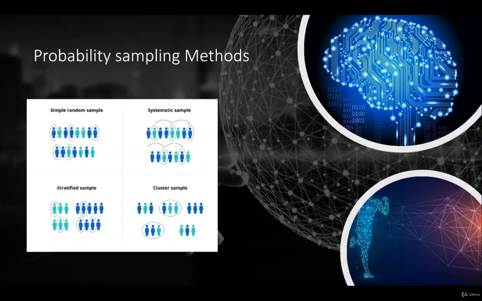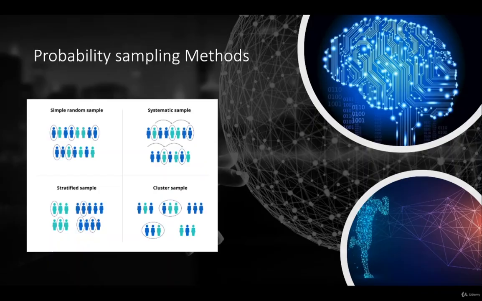So the next one would be the stratified sampling. This one is a bit different. Once again, it's based on random people, but you want to have a clear representation of each population inside of your sample.